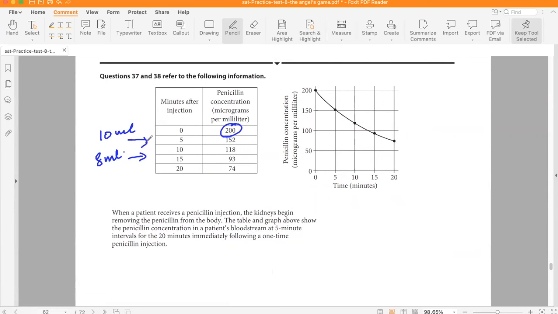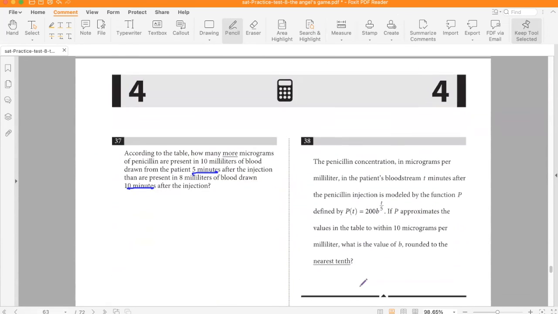So in 1 milliliter, you have 152. So in 10, you would have 1520. And in 1, you have 118. So in 8, it would be 118 times 8. So 1520 minus: 8 into 8, 64, carry 6. 11 into 8, 88, plus 6 is 94. 10 minus 4, 6; 1; 11 minus 4, 7; 14 minus 9 is 5. So 576.